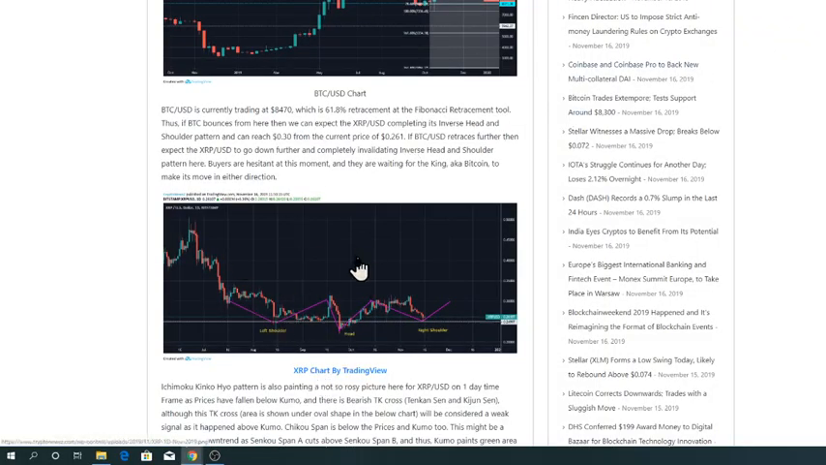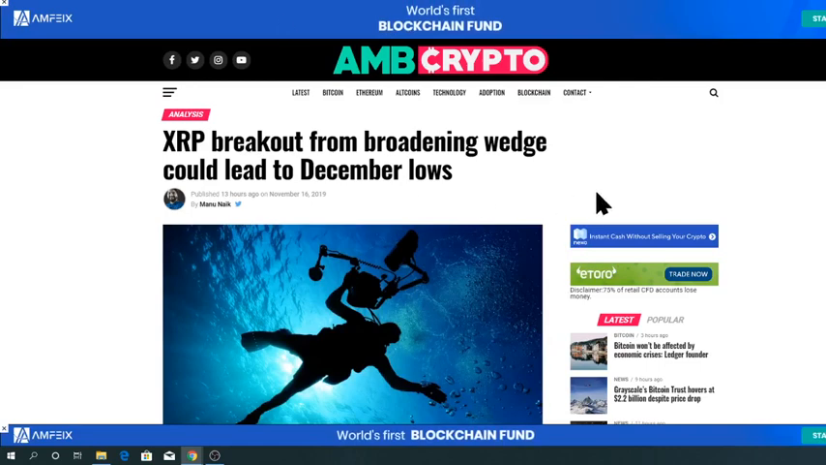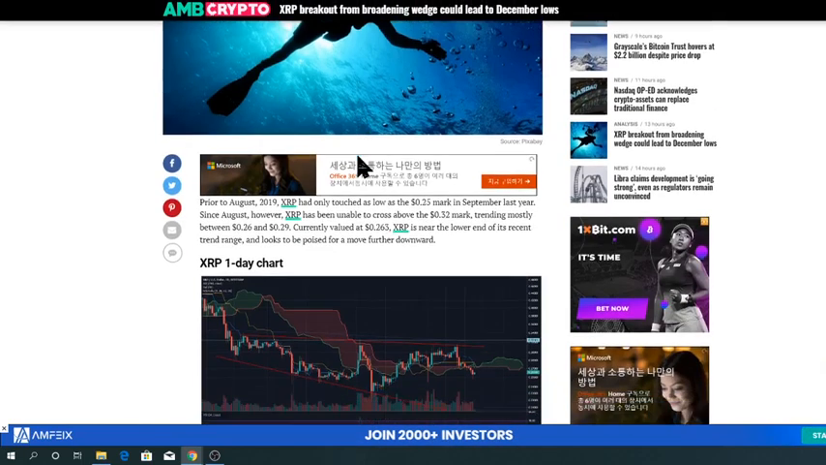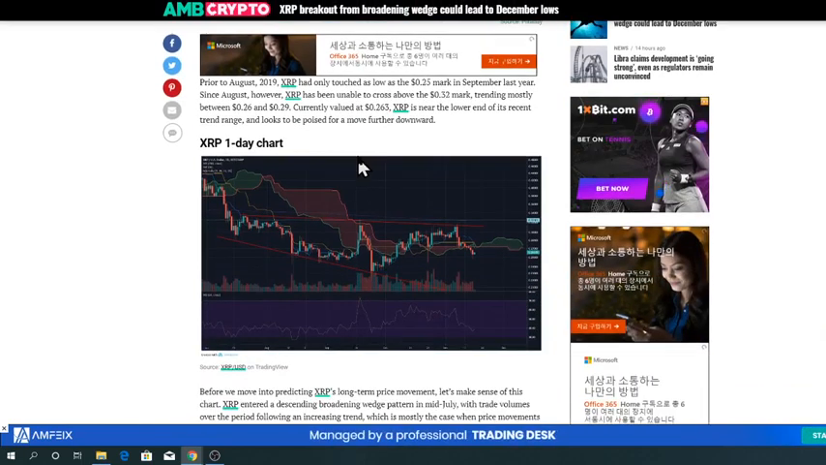Now this is what I was stating previously. Now if you look at this, I see this like, either you can call it a head and shoulders or a triple bottom. It's up to you. Different analysis can provide you with different results, but most of them are signaling that it has bottomed out. Now the price may actually move up high. Now it shows the break. Now this one is XRP breakout from broadening wedge could lead to December lows. Now this one is actually showing you an entirely different analysis. I told you, different perspectives give you different results.